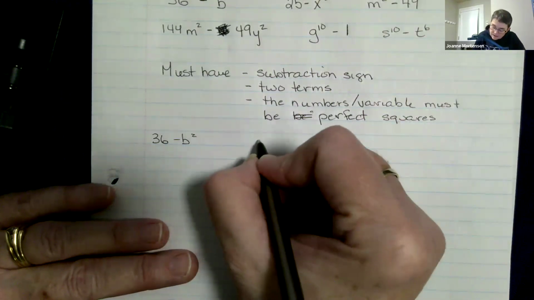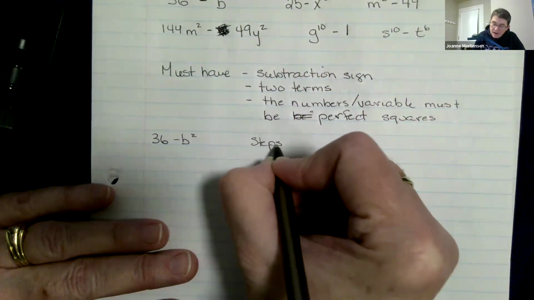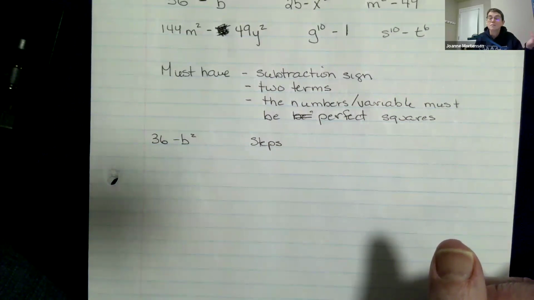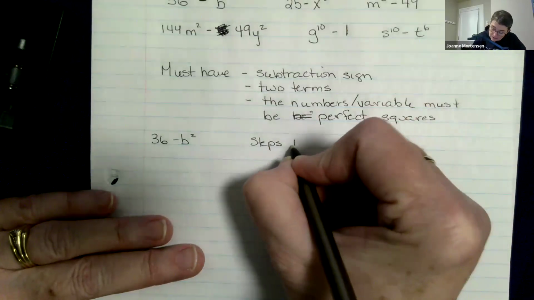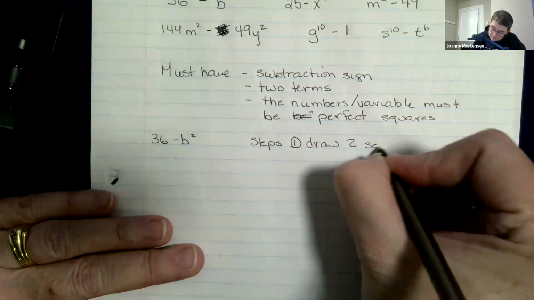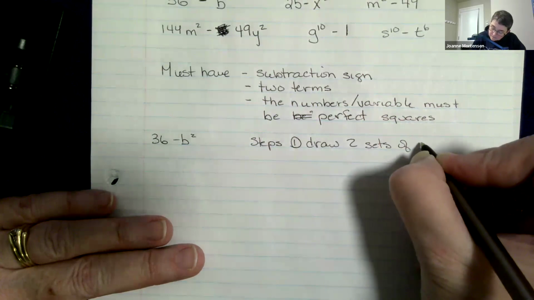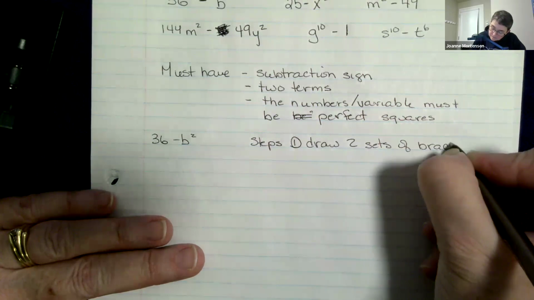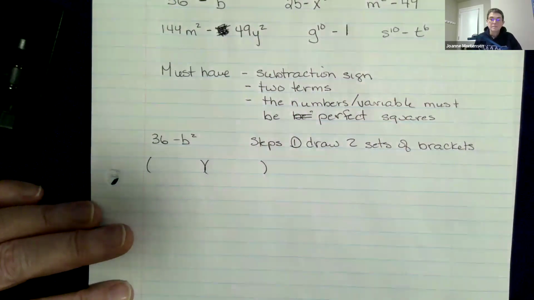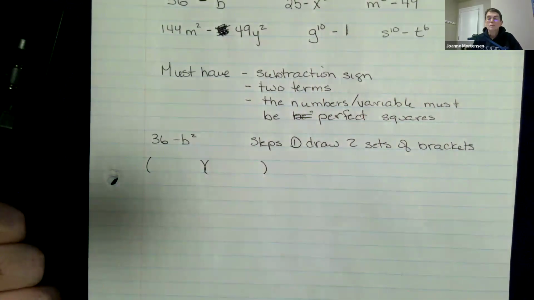Okay, so here are your steps. This is how you do it. And it's just learn the steps. There's an alternate way to do it, but it's a lot of work. This is just learn it. Probably put a couple examples on your formula sheet. You're golden, don't even need the steps. Step 1, draw 2 sets of brackets. Okay. Boom, like that.